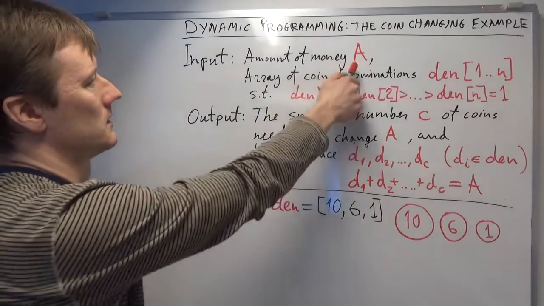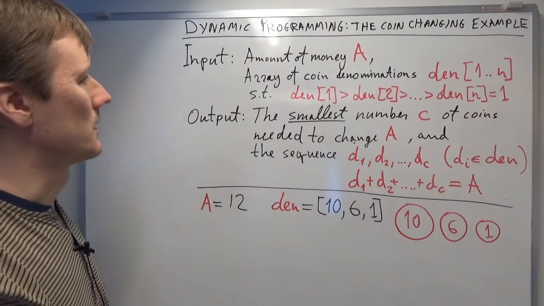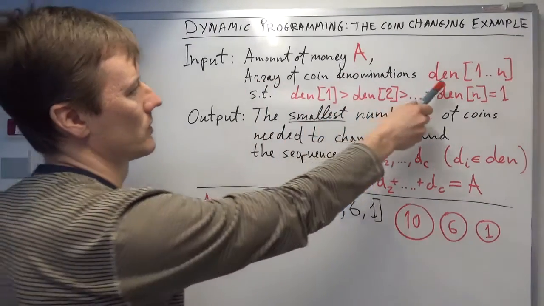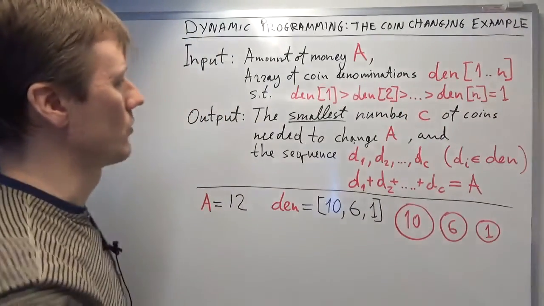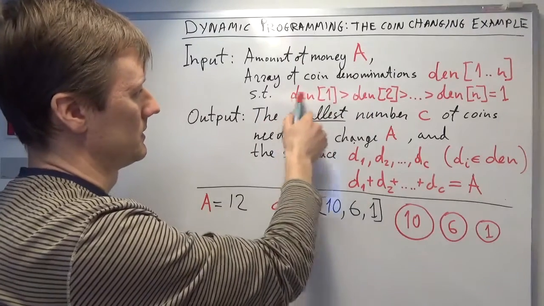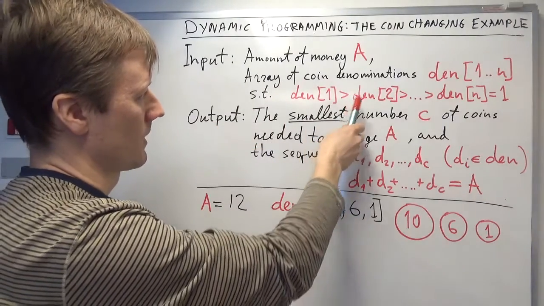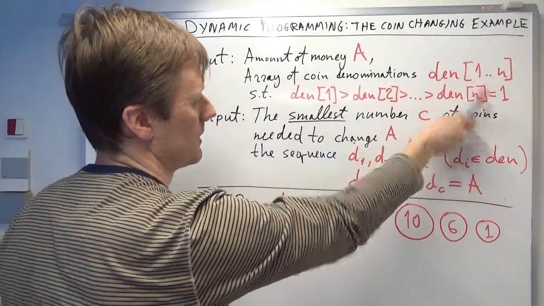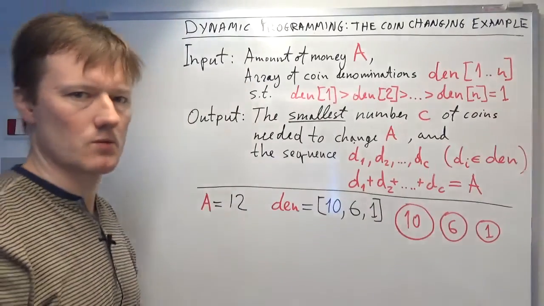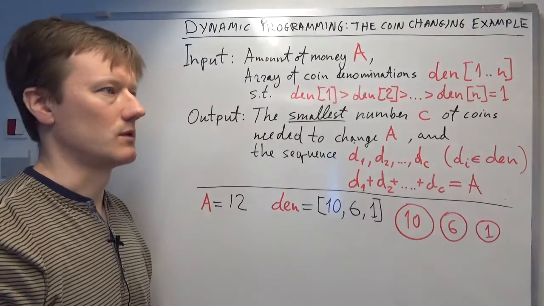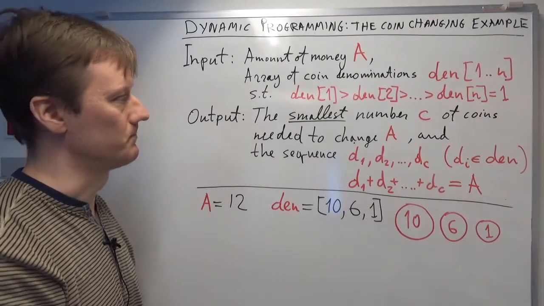Suppose you are given A dollars, A krona, A euros, and also an array of coin denominations in some country. So it's just an array of numbers from 1 to n such that the first element of the array is the largest denomination in the country, and then the nth, the last element of the array is always equal to 1, so you always have to have a coin with a value of 1 if you want to change any amount of money.